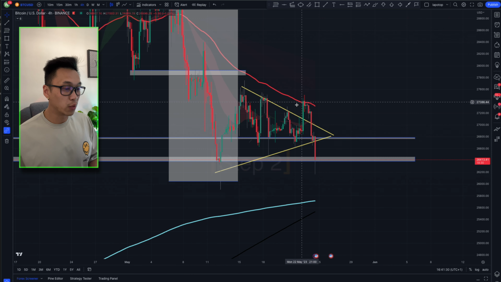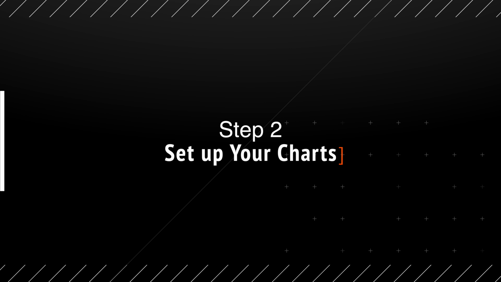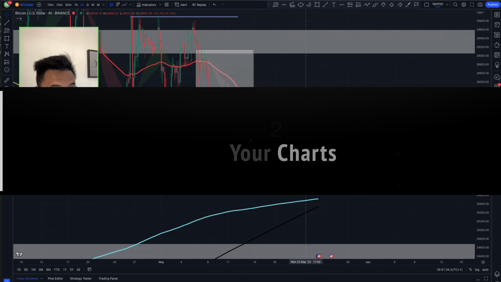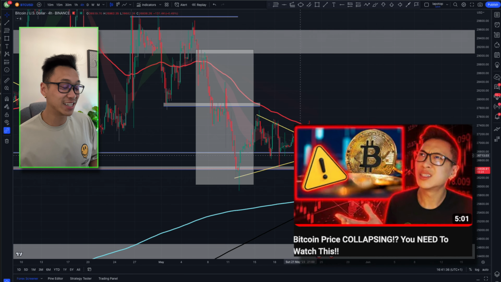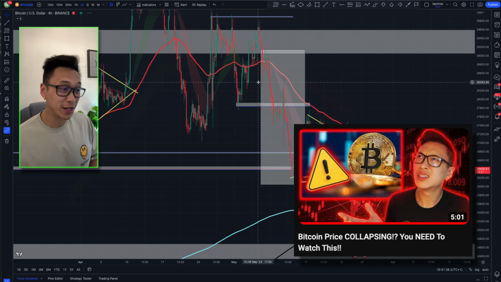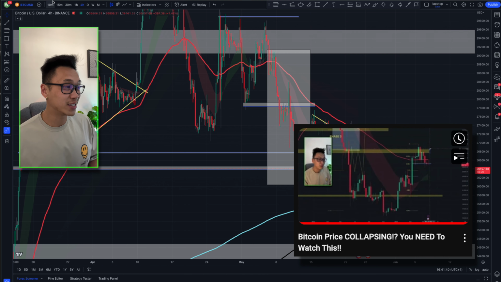Right, so when it comes to my swing trading strategy, and FYI, Bitcoin ended up breaking out of this pennant. If you haven't seen that video, go check out yesterday's price prediction video. It was really, really good, talking about different pennants and different sections.